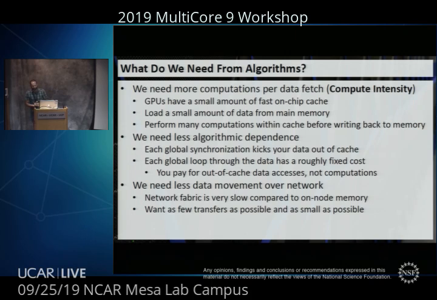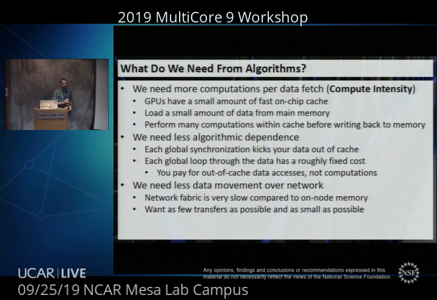So you want to load a small amount of memory from main memory, and you want to perform as many computations in cache as you can before you write that stuff back. So we're going to look at that from an algorithmic perspective. And really, I'm just going to demonstrate one algorithm that I tend to favor, but please generalize the concepts.